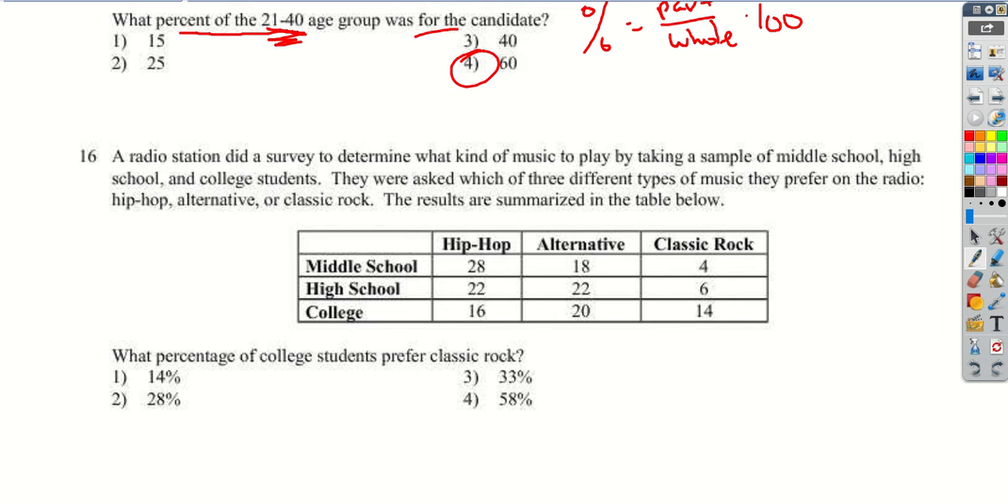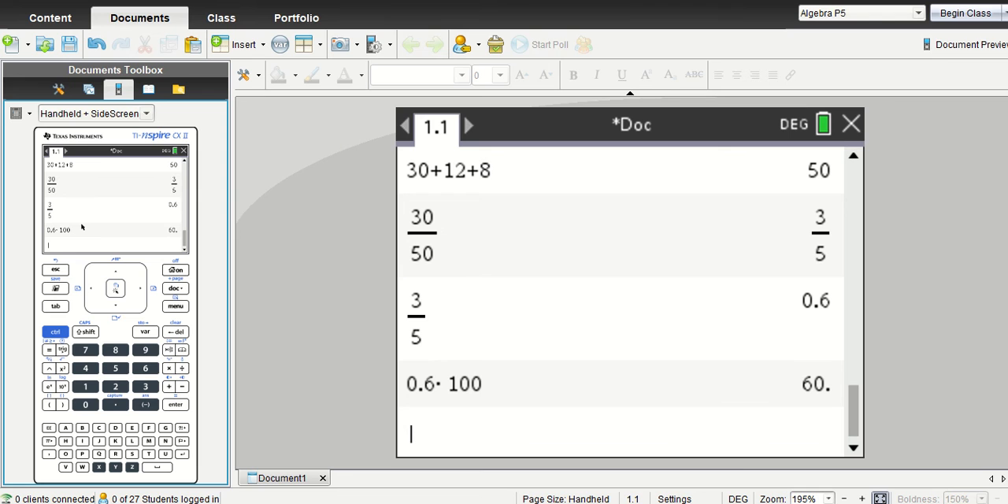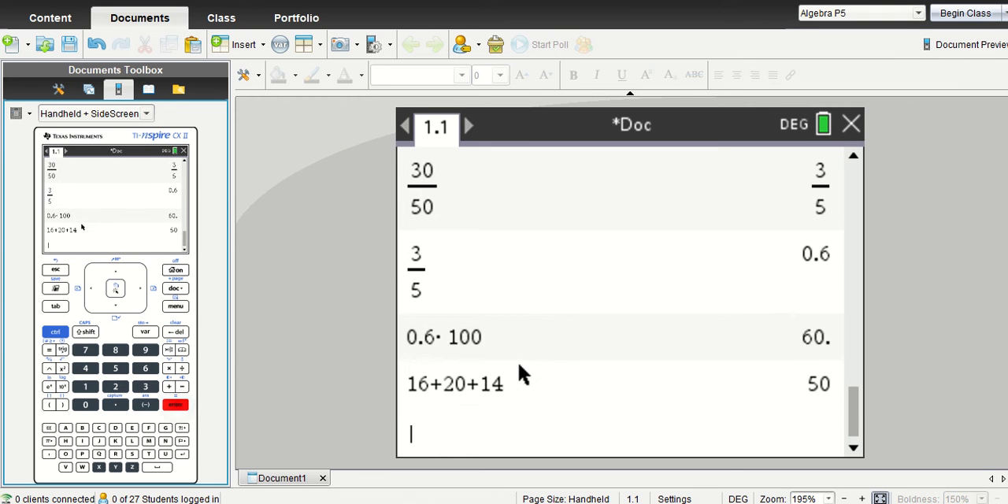This is talking about the different types of categories. What percentage of college students prefer classic rock? That means I'm only looking at the college students row. So it's 14, and then the others in that row are 16, 20, and 14. If we add up the 16, the 20, and the 14, that's 50.